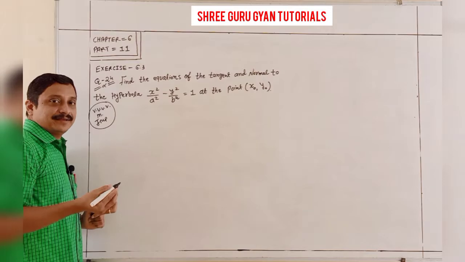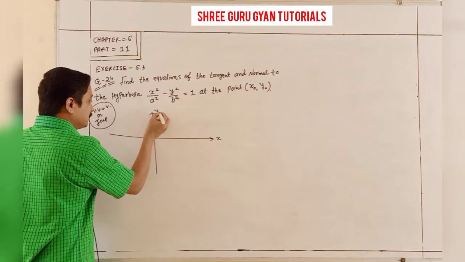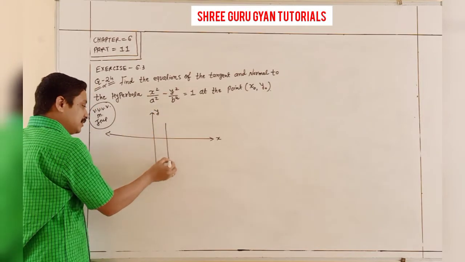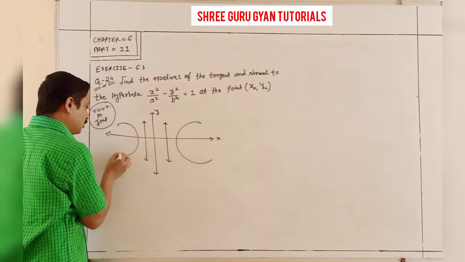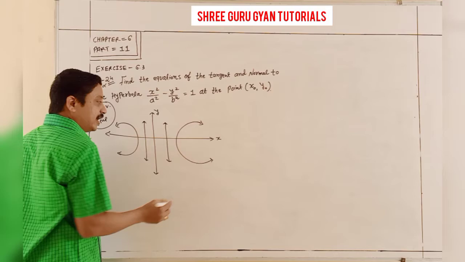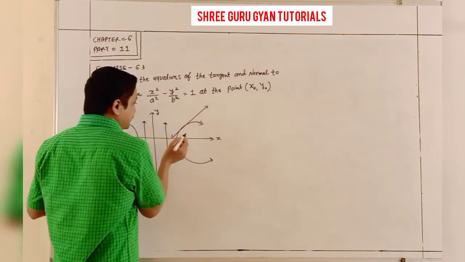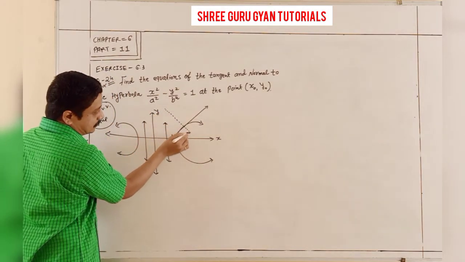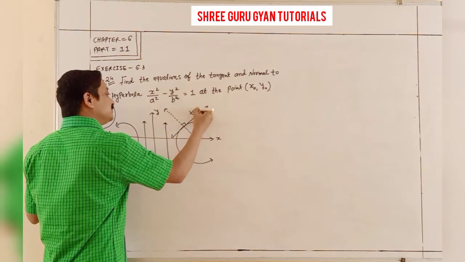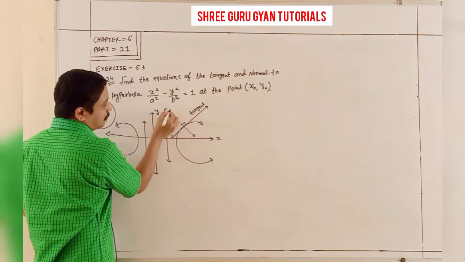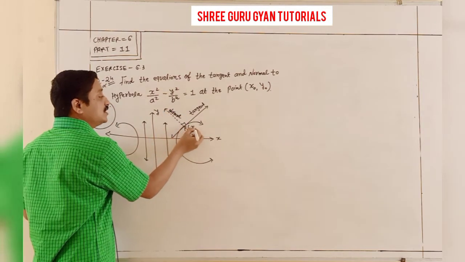And the equation is given for the hyperbola, and you know the particular drawing here, with two directrices and the curve of the hyperbola. Consider that this is your tangent here, and that the perpendicular to the tangent is called the normal. Yes, students, this is your tangent, and here is the normal. And the point is given as x0, y0.